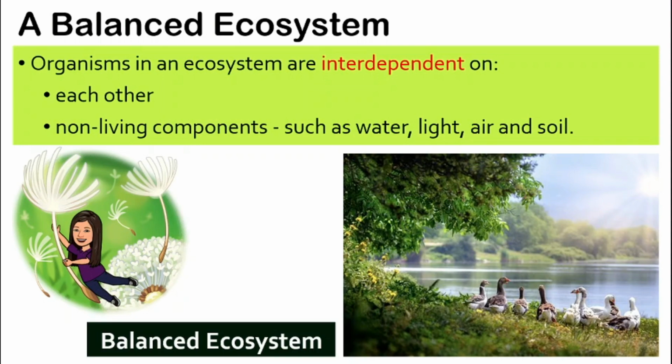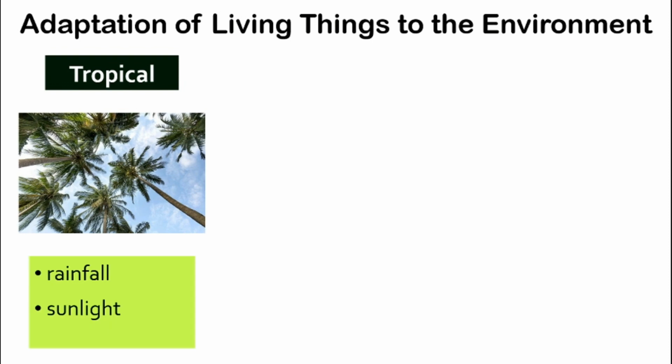So that is called a balanced ecosystem. And living things need to adapt to different environments. For example, in the tropical region, the organisms there, the animals and the plants, will need to be able to live in a place where there's a lot of rainfall and sunlight throughout the year.